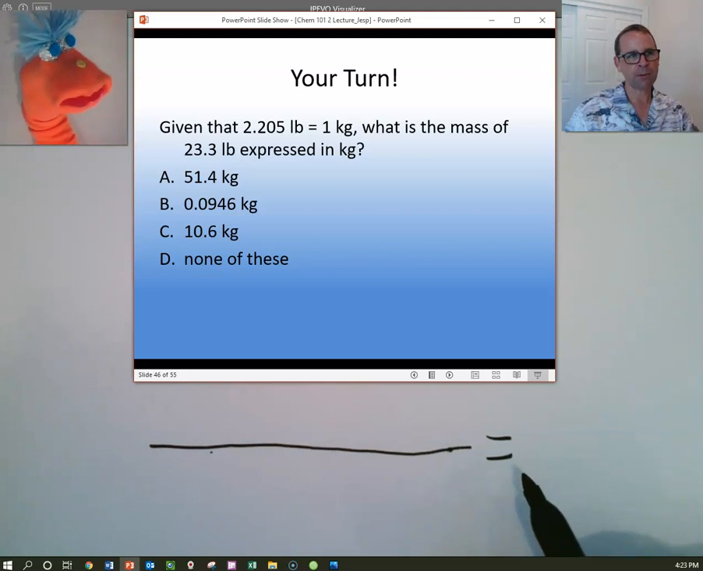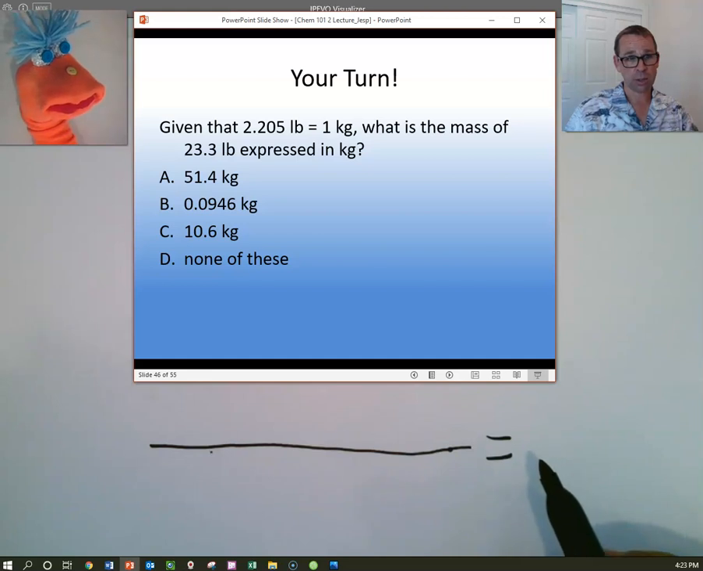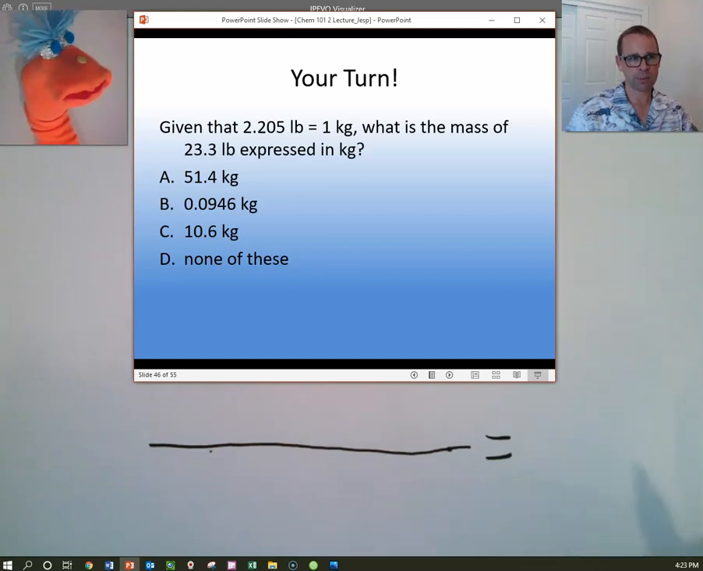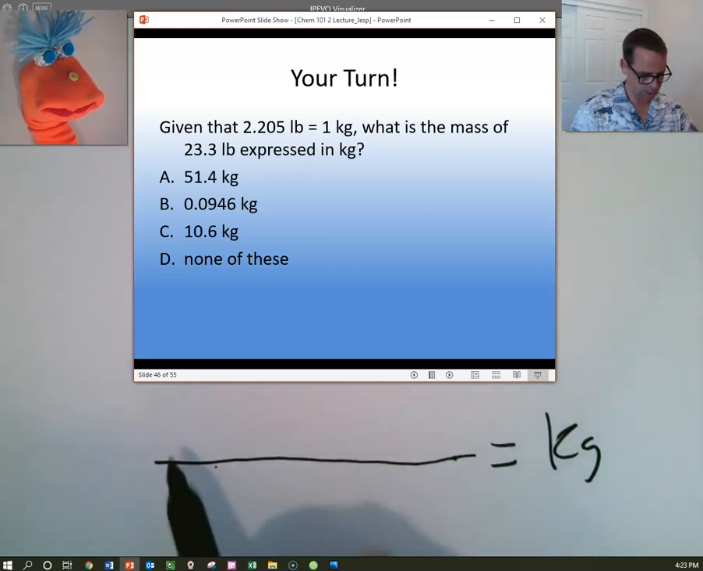Write the units that you're after to the right of the equal sign. Is it important to write those units? Yes, it is, because if you don't write those units, then you don't know what units you're trying to get. So what are the units that I'm trying to get? Kilograms. You want to know expressed in kilograms. That's right, kilograms. And so I start with what on top here?